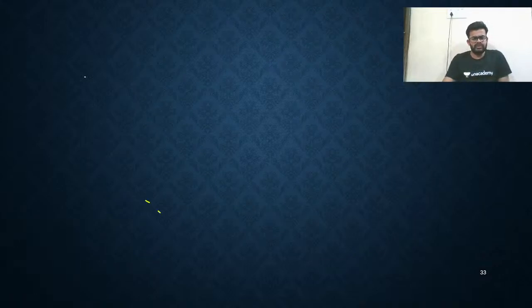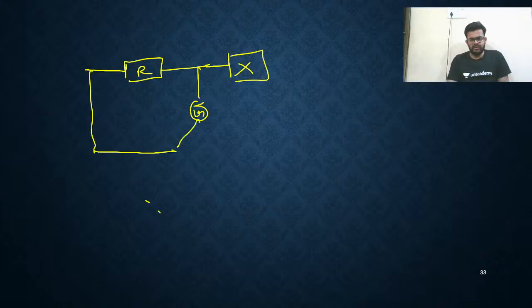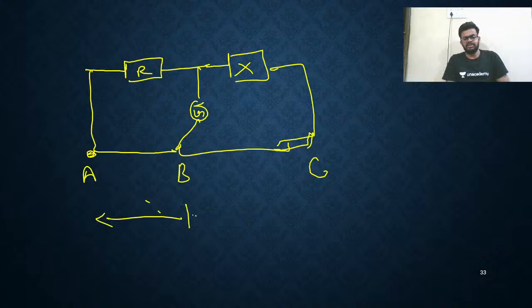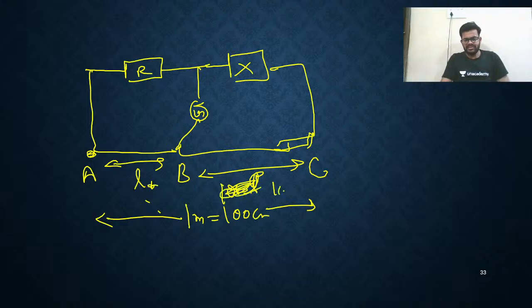We all know if this is resistance R, no problem. Here is galvanometer G. This is resistance X that we don't know. And now here we are having AB and this is BC. Okay, this entire length will always be 100 centimeter because this is a meter bridge. Meter bridge means this is 1 meter, means 100 centimeter always. So you will say this length is, let's say, L1. This length is, let's say, L2. Okay, so L2 is 100 minus L1. So you can write this is L and this is 100 minus L.